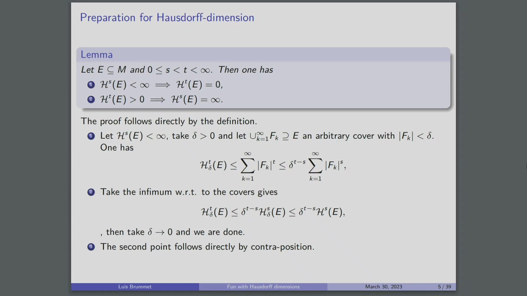Because what can you do again? Basically, you can pull out the alpha t minus s, and then just apply the definition and take epsilon to be 0 to get the measure. But the real important point here is actually that this allows us to set up a dimension definition.